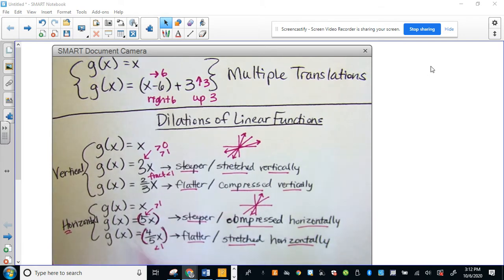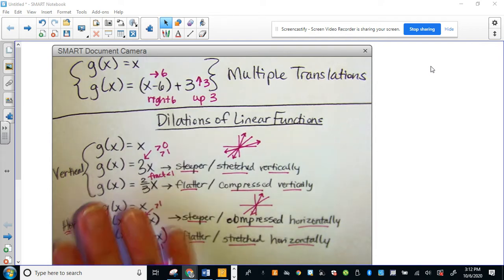I would take close note of these. Pay attention to which ones are fractions and which ones are whole numbers. Pay attention to the hugs, meaning horizontal. These have no parentheses, so there's no hug, so it's vertical. Here, when your number's greater than 1, it's compressing. Here, when it's less than 1, it's flattening it. It's stretching it vertically. Stretching it horizontally.